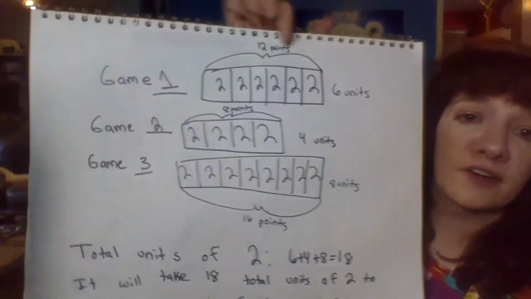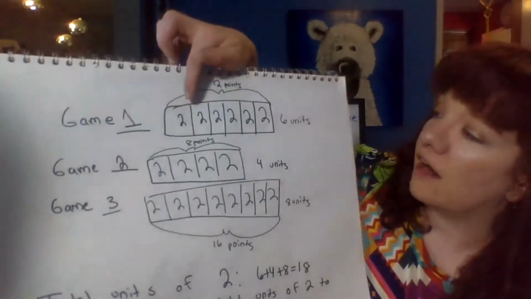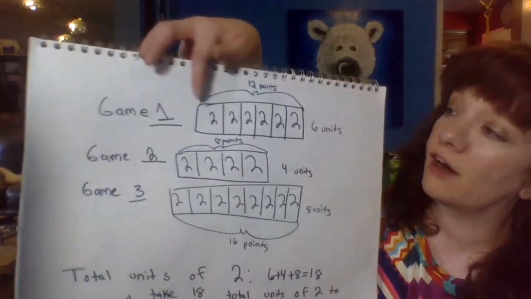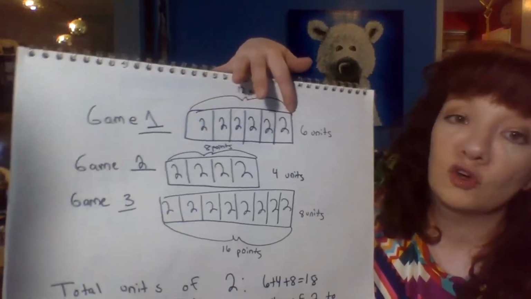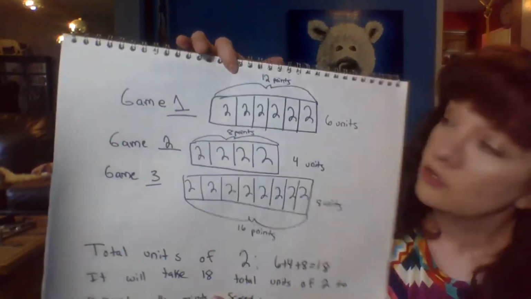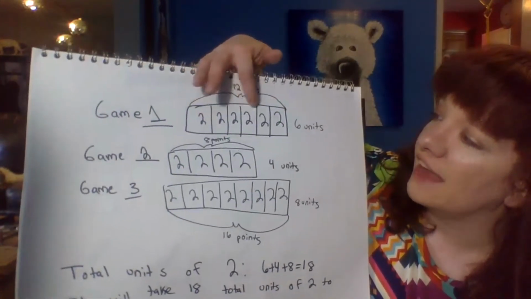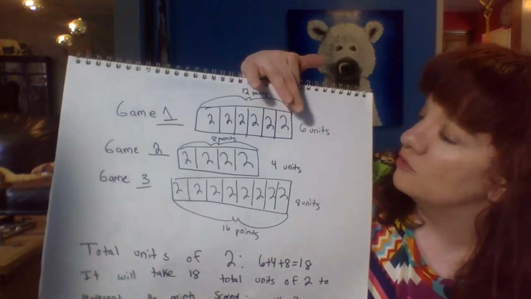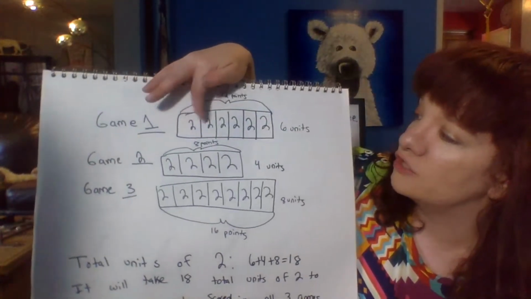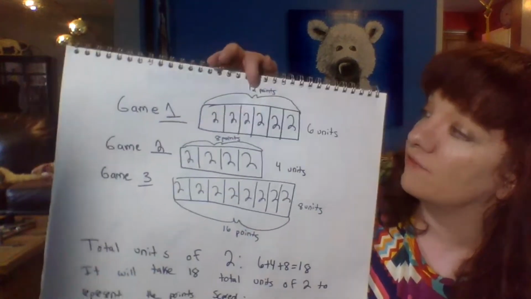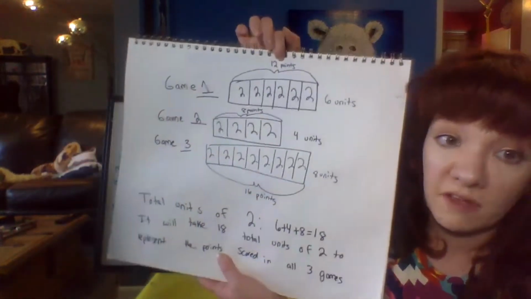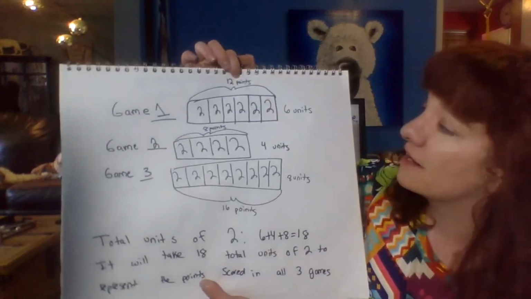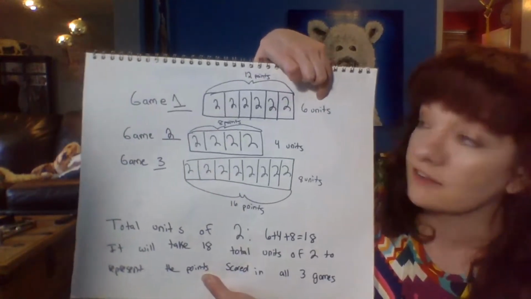So here, for game 1, there are 6 units because there are 6 groups of 2. So 2, 4, 6, 8, 10, 12. And 6 times 2, or if you were to count these, 2, 4, 6, 8, 10, 12, gives you 12 points. So she scored 12 points in the first game, and we know that. But we know that there's 6 units.